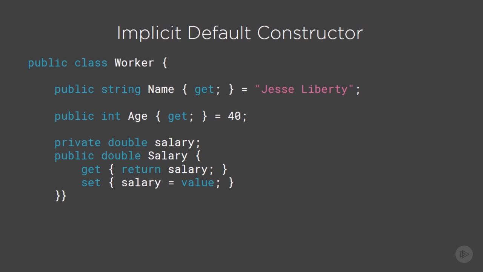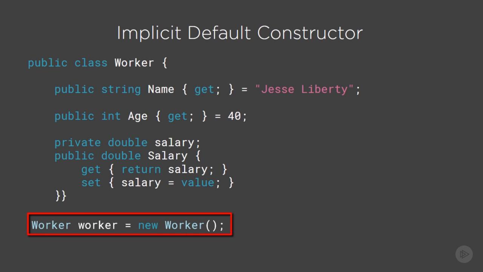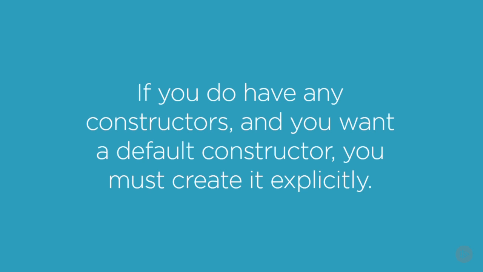Here we have a default constructor that is provided by the compiler, not by the author, and so it's implicit. You don't actually see the constructor. But because you have that implicit default constructor, you can instantiate a worker by saying new worker paren with no parameters, and that will call the implicit default constructor.